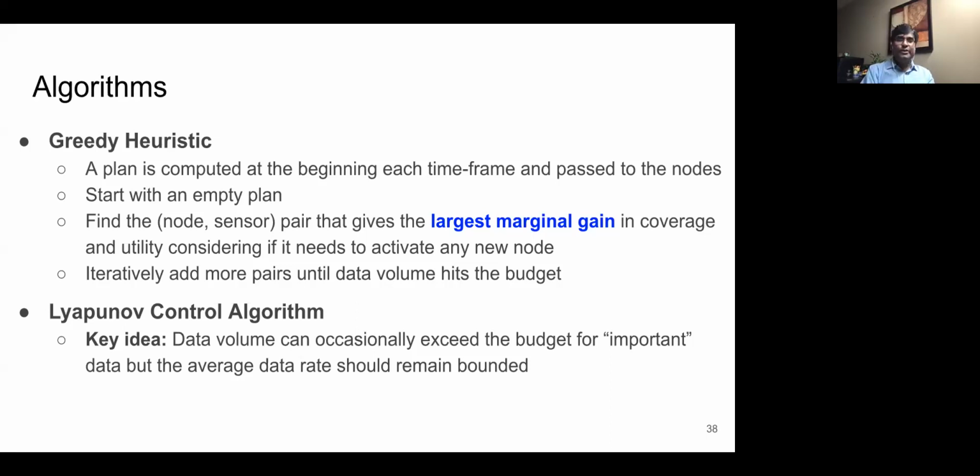This is a very common heuristic normally used in these kinds of hard problems, and we iterate this again and again as long as the amount of data volume that should be generated is within the budget. We also use a control strategy so that sometimes, even though we exceed the budget, the activation can happen because we have some interesting, important data to capture, but the overall data volume will remain bounded.